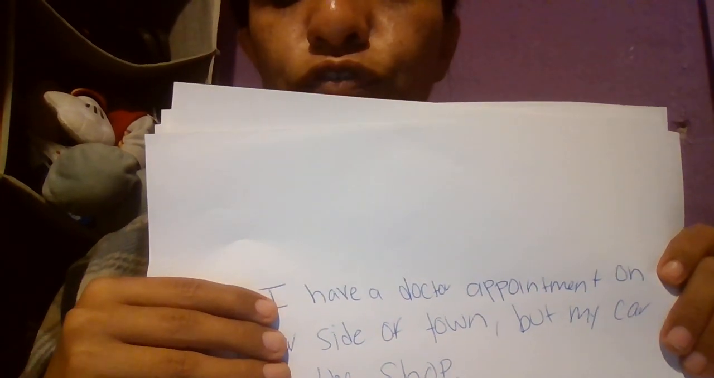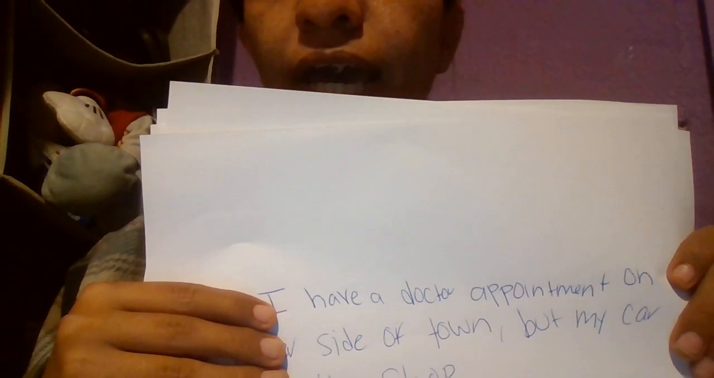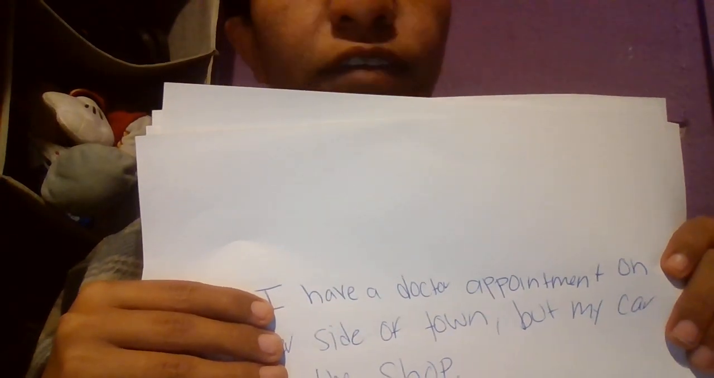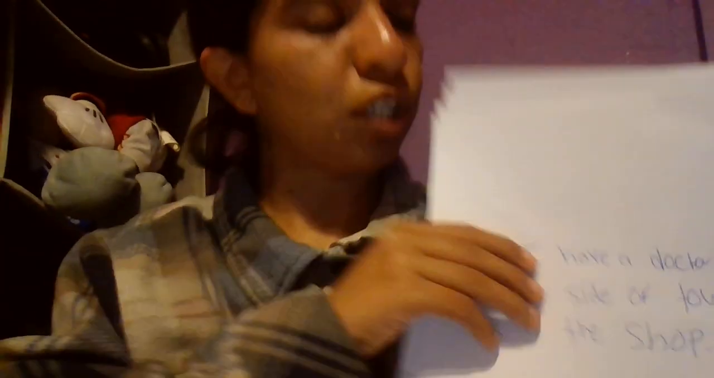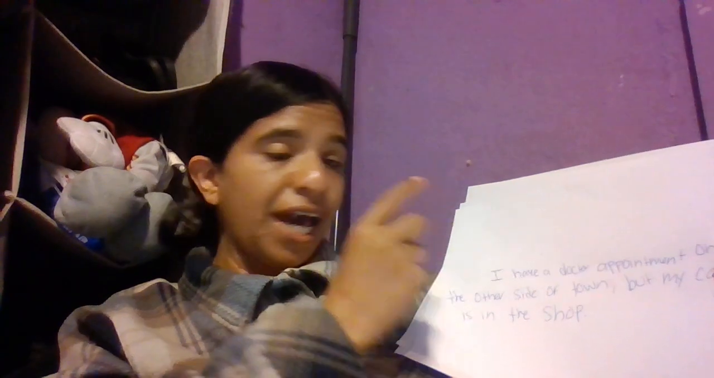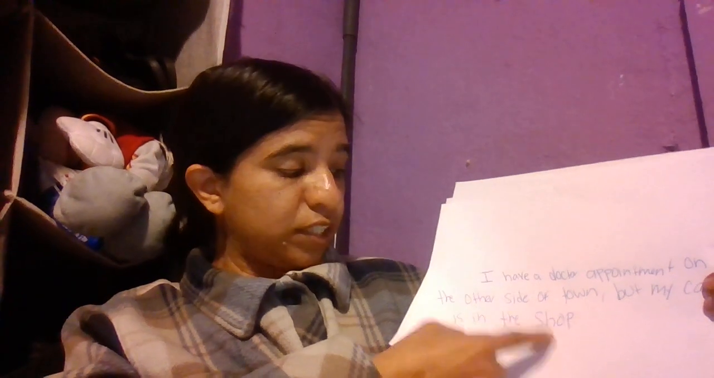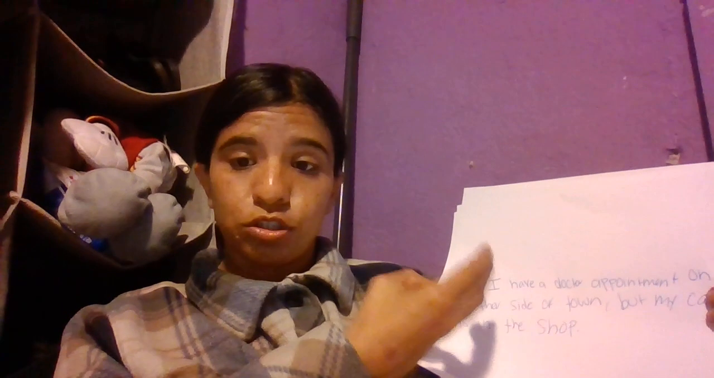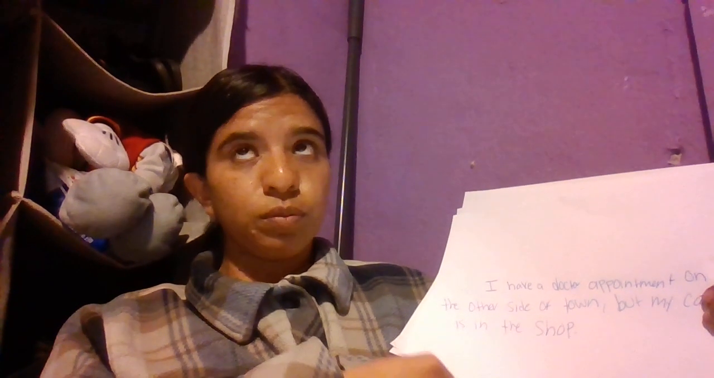So what are we going to do? First, we're going to understand our problem. We're going to analyze the problem and try to find key information and key limits. The key information is: I have a doctor's appointment on the other side of town, but my car's in the shop. So what's my problem? My problem is that I have a doctor's appointment to go to, but since I don't have a car, how are we going to get to our appointment if our car isn't working?